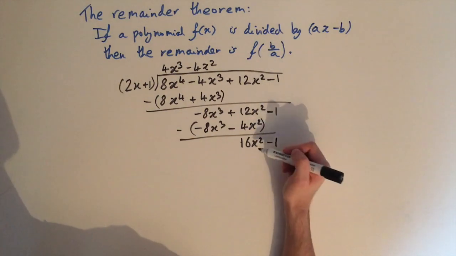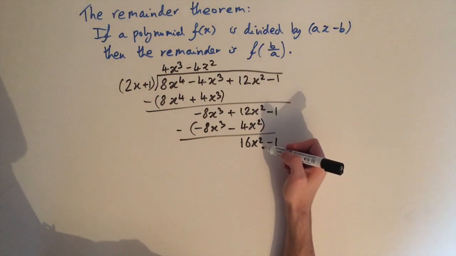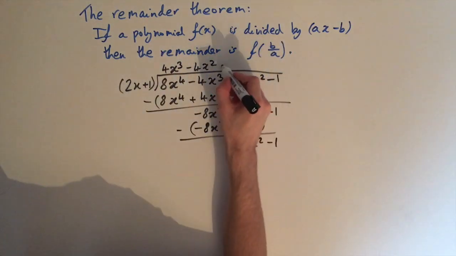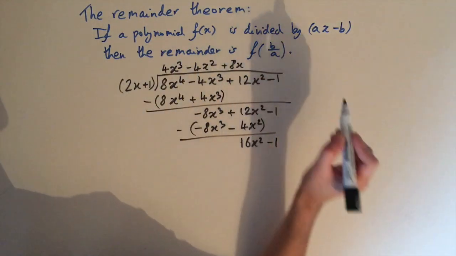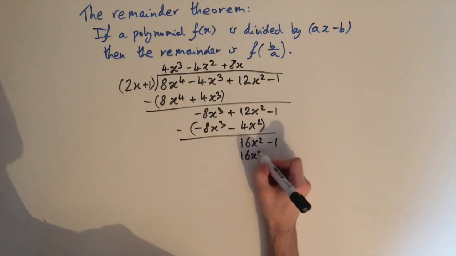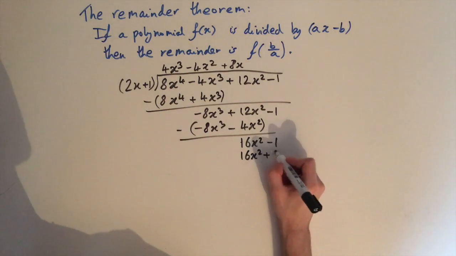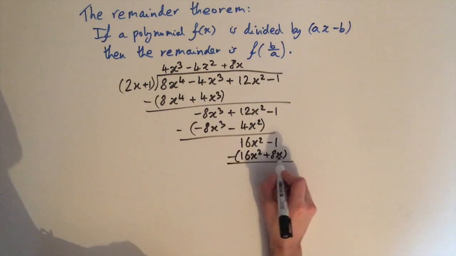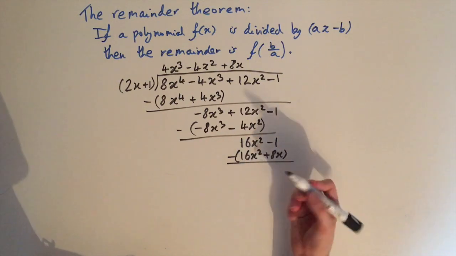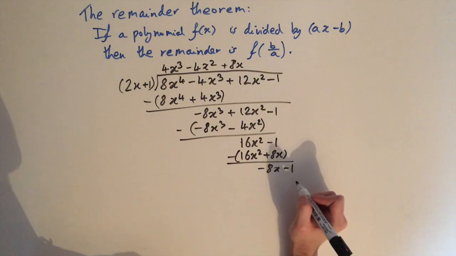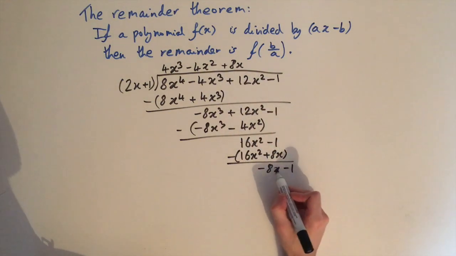So let's do it one more time, or maybe two more times actually. Divide 16x squared by 2x. This gives us 8x. Then bring it down and multiply, and this gives us 16x squared plus 8x. If I subtract this term off, we actually have an x term here, and we don't have one up here. So we're going to get minus 8x minus 1. We have to do this one more time to get rid of the x's.